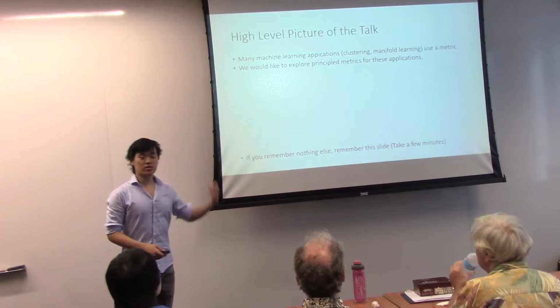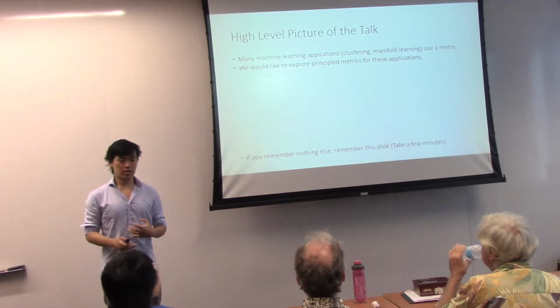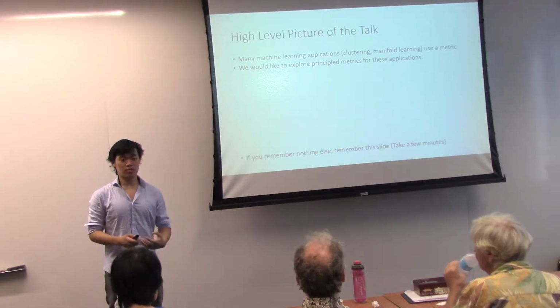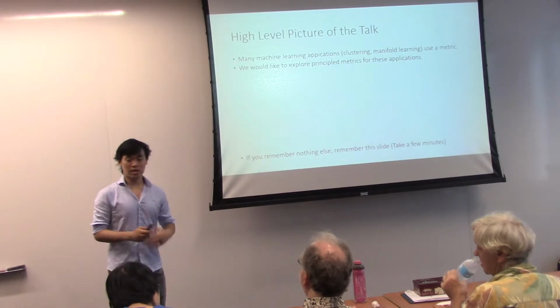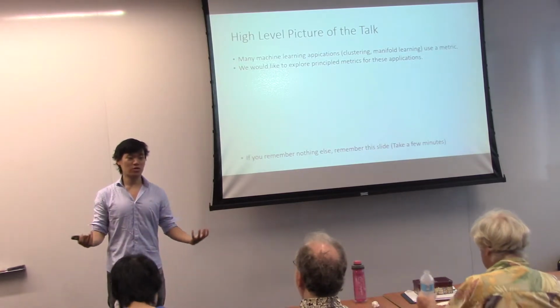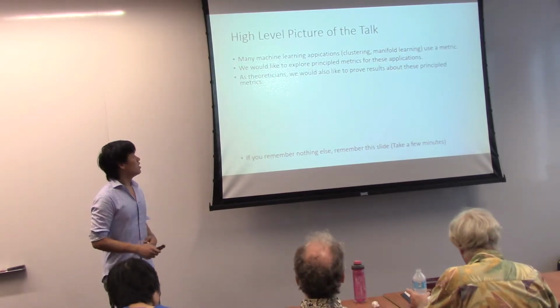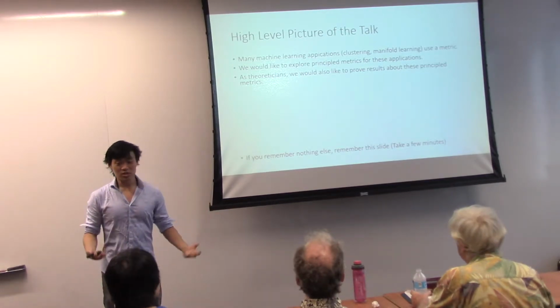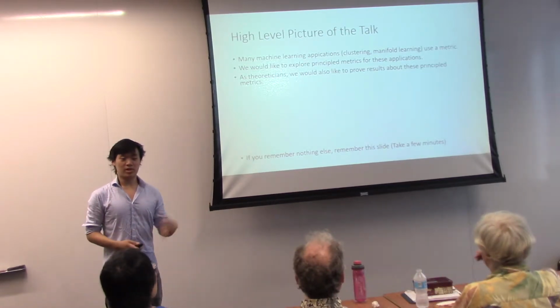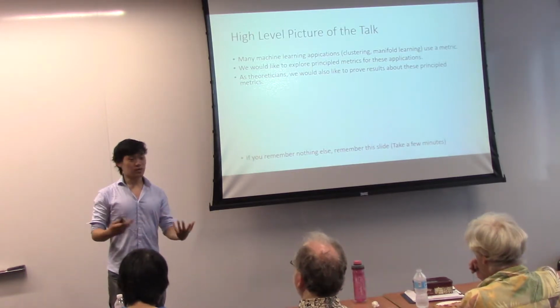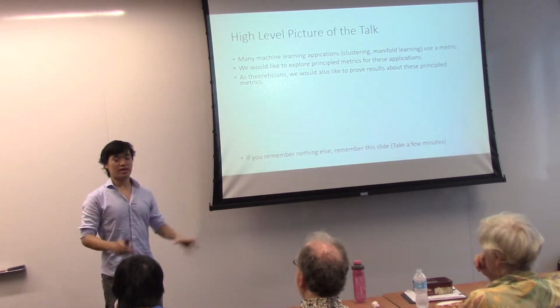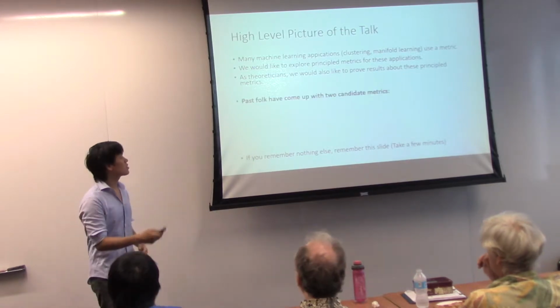And we would like to explore metrics that are principled. We'd like to explore the theoretical foundation for what makes a metric good or bad for certain machine learning problems. Keep in mind we are doing this all from a theoretical point of view, because we are theoreticians. And of course, because we're theoreticians, we'd like to be able to prove some results about the metrics that we're looking at. We do have a few experiments that we ran, but we're not just running 1,000 experiments and saying, hey, this is great.